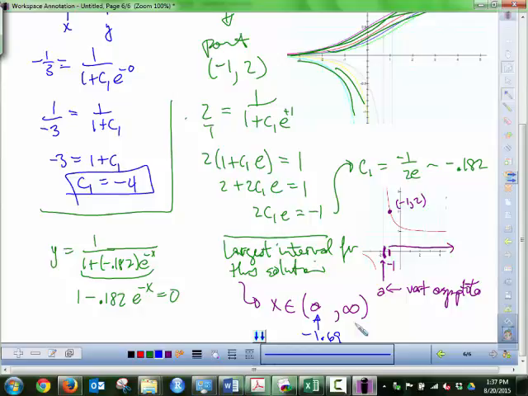And so your interval is going to be from negative 1.69 to infinity. So that means your particular solution is good for any of these values, and it's not good for anything less than that. So if this is my solution, what if I try to put negative 2 in there? Negative 2 doesn't fall under there, so we can't use that. Okay?